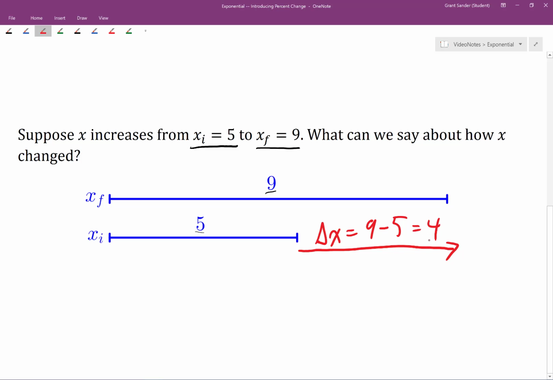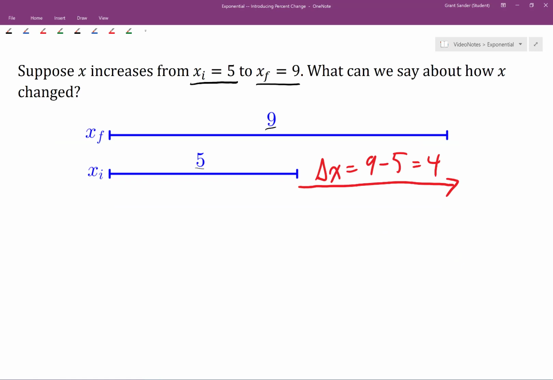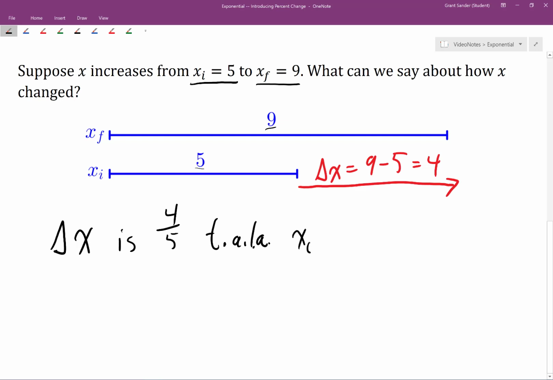So if x increases from 5 to 9, x changed by 4. This change in x, delta x, is 4/5 times as large as the initial value of x. So delta x is 4, x changed by 4. The initial value of x was 5, and so the change in x is 4 divided by 5 times as large as the initial value of x. And 4 divided by 5 has a value of 0.8. So we say that that change in x is 0.8 times as large as the initial value of x.